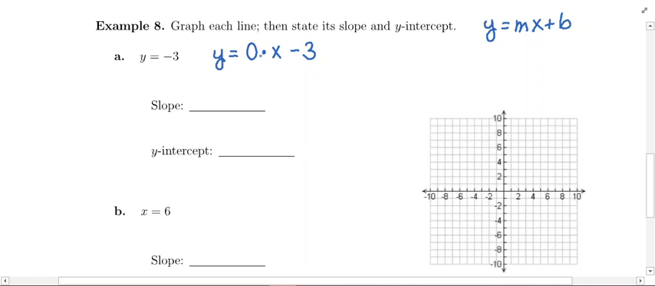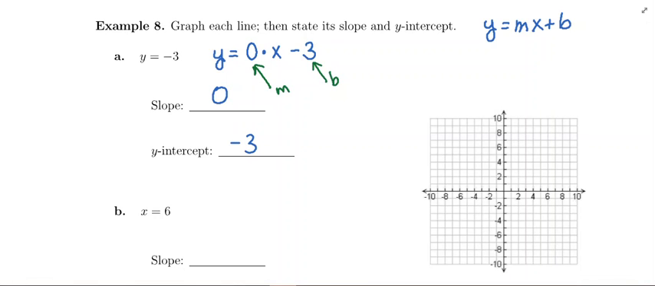Since the x is multiplied by 0, that makes it vanish, and then you just get left with y equals -3. If you look at this equation in the y equals mx plus b form, you can clearly see that the slope of this line is 0. That's the number in front of x. And the y-intercept is -3. This would be your m value, and this would be your b value. Since the slope is 0, you're dealing with a horizontal line.